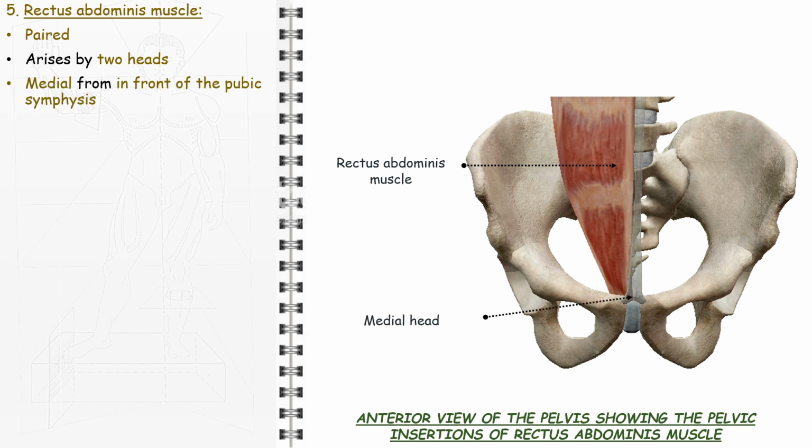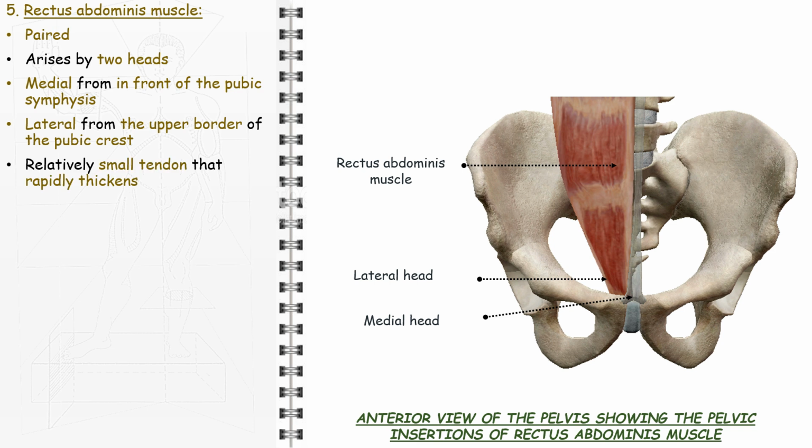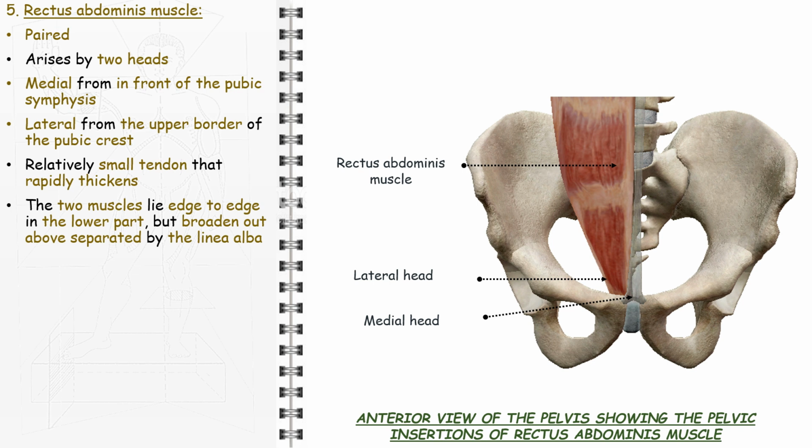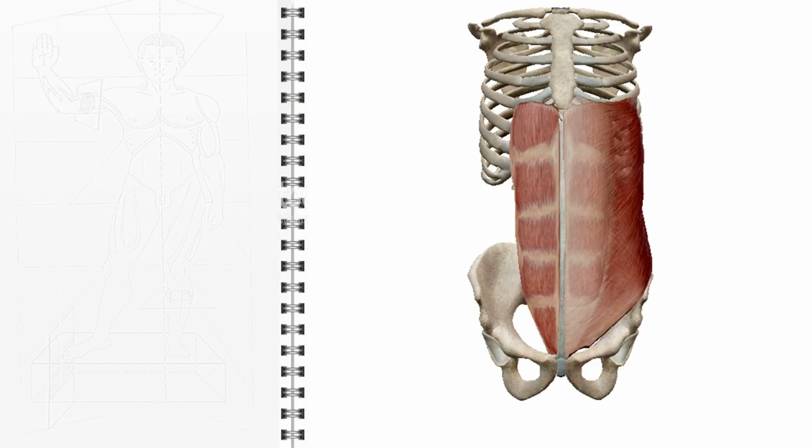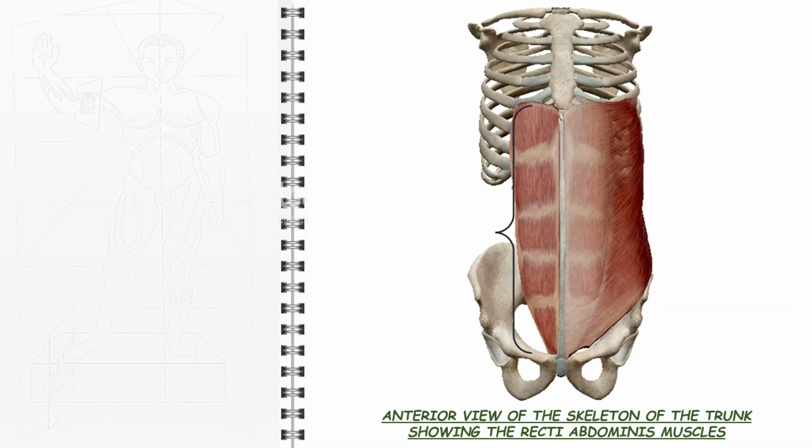The lateral head arises from the upper border of the pubic crest. They attach by a relatively small tendon that rapidly thickens. The two muscles lie edge to edge in the lower part but broaden out above, separated by the linea alba. The thoracic insertions are arranged into three superficial, intermediate and deep layers.